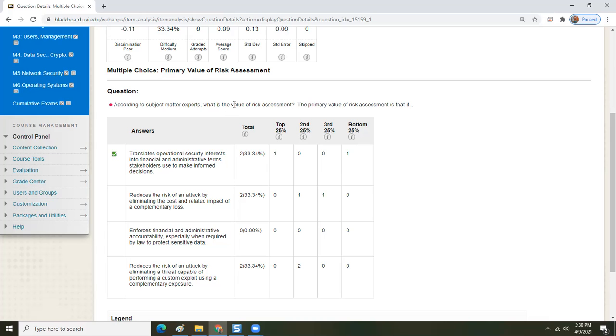According to subject matter experts, what is the value of risk assessment? The primary value of risk assessment is that, and the answer that was best to select reads, translates operational security interests into financial and administrative terms the stakeholders can use to make informed decisions. So part of the process for risk analysis or risk assessment, and it's a component of systems security management, is that a formal analysis is conducted based on the exposures and the threats, what the impact of a system would be, the likelihood of occurrence, and the cost if the exploit was actually used and an attack actually occurred. And what we do is translate into dollars and cents in operational security interests.